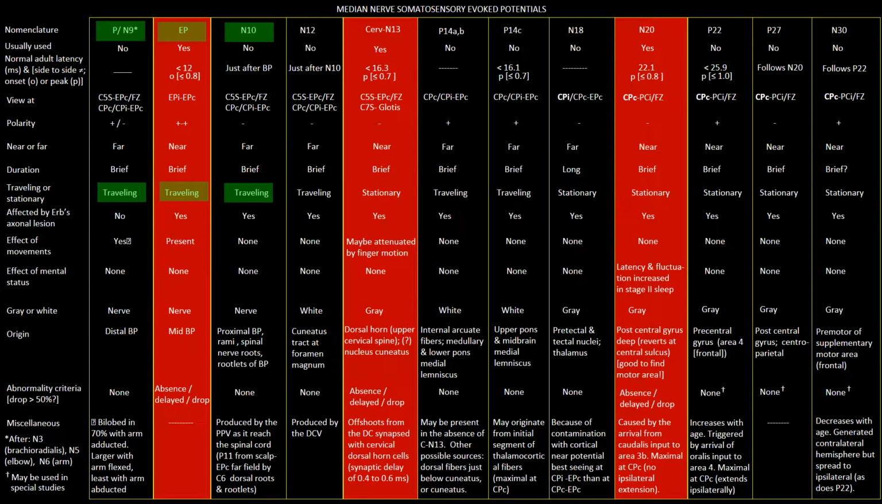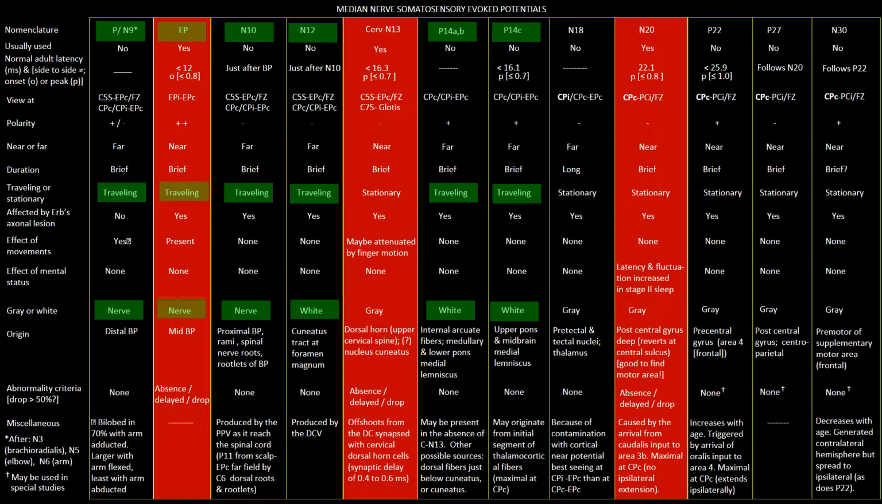The next traveling potential is N10, then N12, and then P14A and B potentials, and the last potential is P14C. One thing common to all traveling potentials is that they arise from myelinated axons at nerves or central nervous system white matter bundles. Most of the traveling fields are recorded using regular montage as far fields, except for the Erb's point potential. This field is recorded with regular montage using clinical testing as a near field.